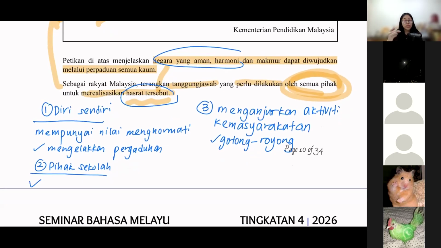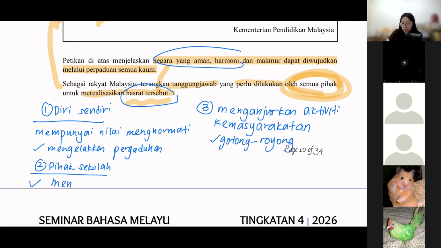For school, for example, what? School needs to focus on what thing so that the students have the value or spirit of patriotism? Easy question. Apakah yang perlu diutamakan oleh pihak sekolah? What subject needs focus by the school? Yes, correct, sejarah.